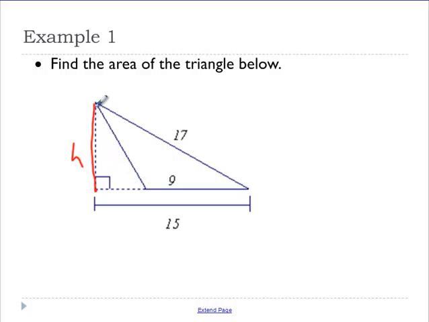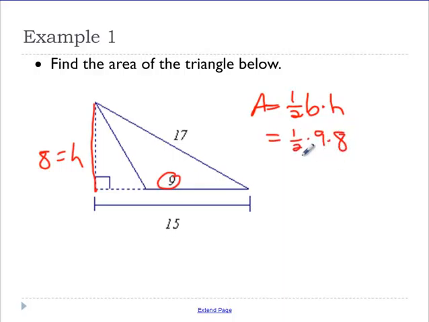Okay, so I have to use the big right triangle with the dotted lines and everything to figure out my height. Since the entire base in this picture is 15 and the hypotenuse is 17, my height's 8 because 8, 15, 17 is a triple. So now that I know my height is 8, the actual base of the triangle is 9. So 1/2 base times height, 1/2 base is 9, height is 8. 1/2 times 72 gets me 36.